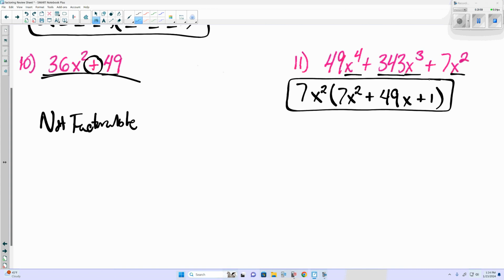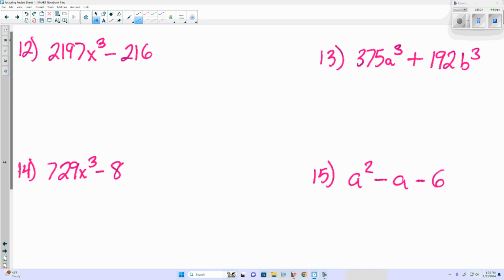There will be some on the test where you just factor out a greatest common factor and you're done. But there's not going to be one like 10 where it doesn't factor at all. There will be either a greatest common factor or we're going to reduce it to two sets of parentheses. Any other questions on number 11? Let's look at number 12.